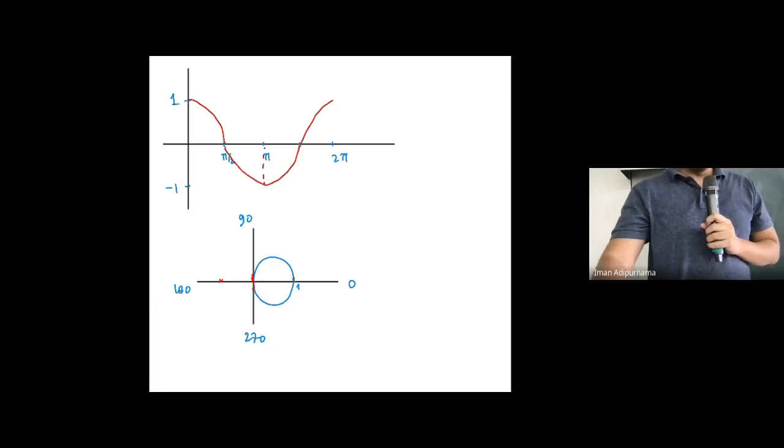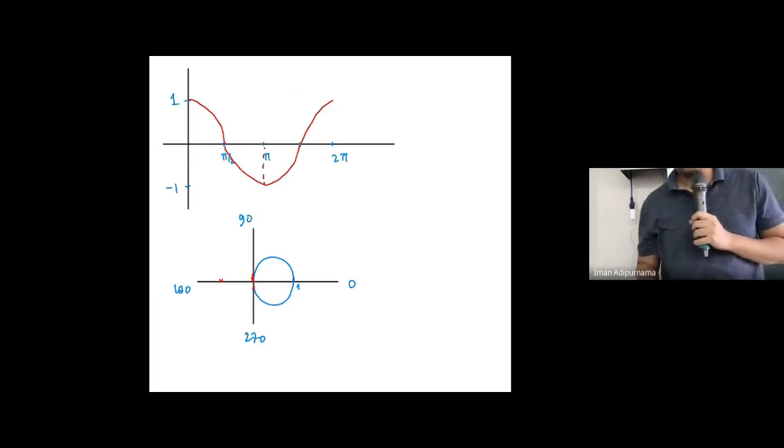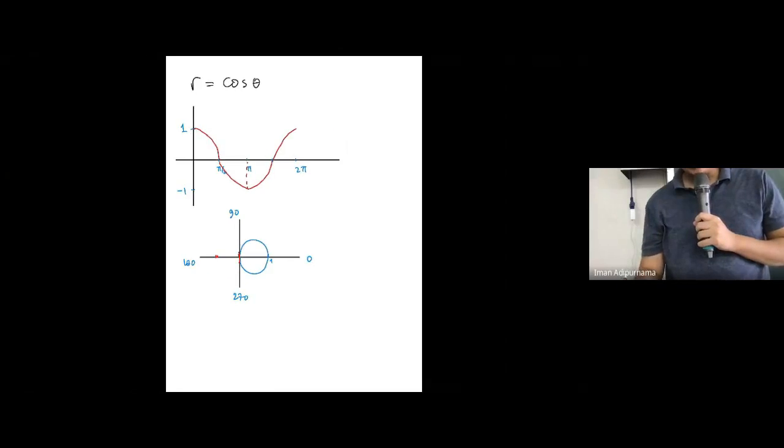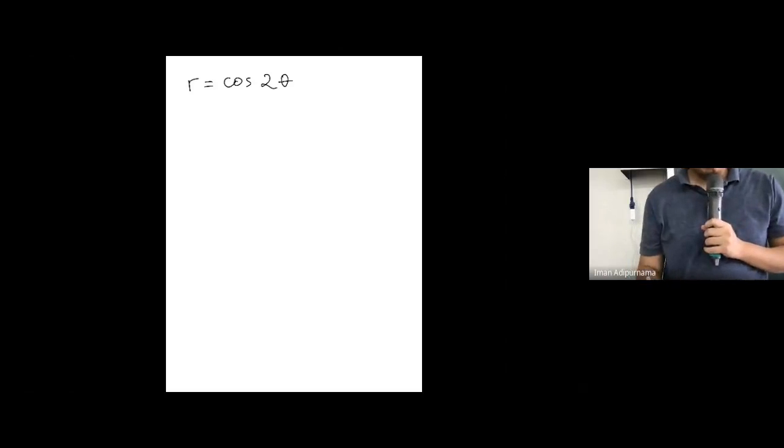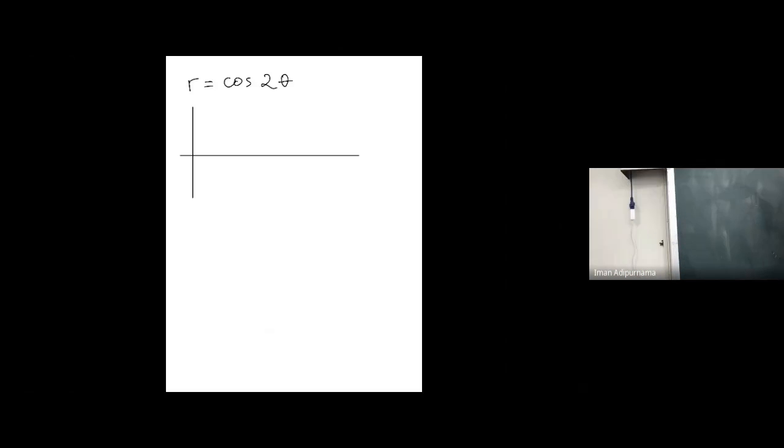If it is still not making sense, let's try the flower, the petals, or the rose. Some books use petals, some books use rose. Doesn't matter. So let's try r is cosine 2 theta. Let me draw the cosine graph, because now it's 2 theta. Let me divide by pi over 4.